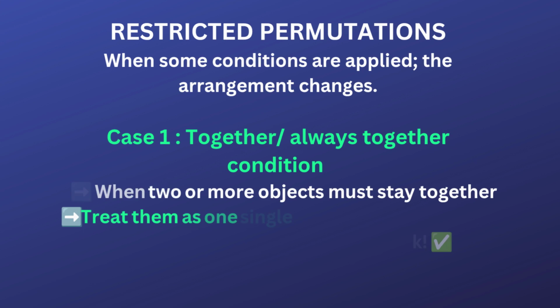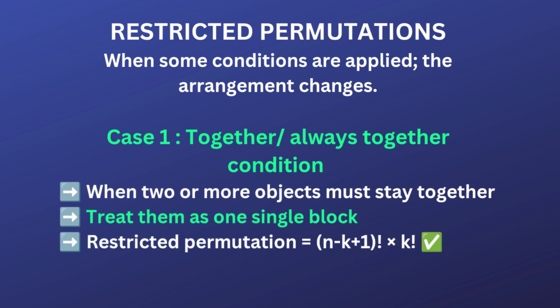Now, restricted permutations. In permutations, when we apply special conditions, the arrangement changes. These are called restricted permutations. Case 1. Together condition. When two or more objects must stay together, we treat them as a single block. So if k objects must stay together out of n, first treat the k objects as one super object. So instead of arranging n people, we arrange n minus k people plus one super object.